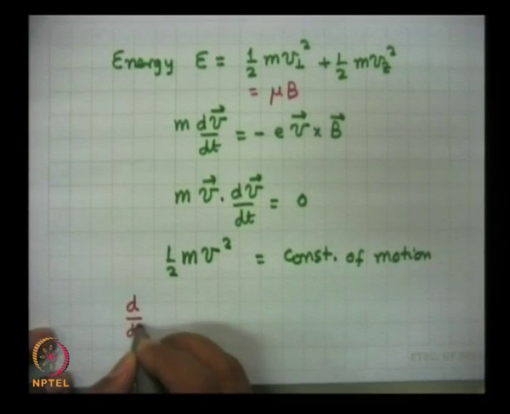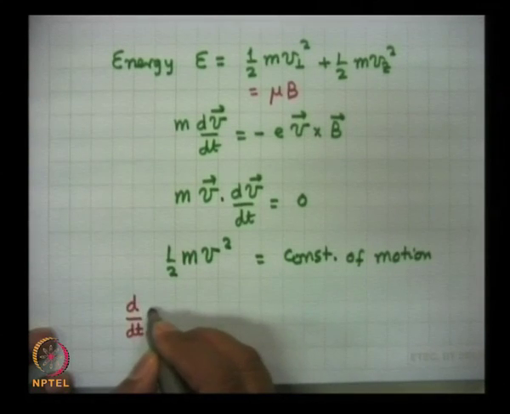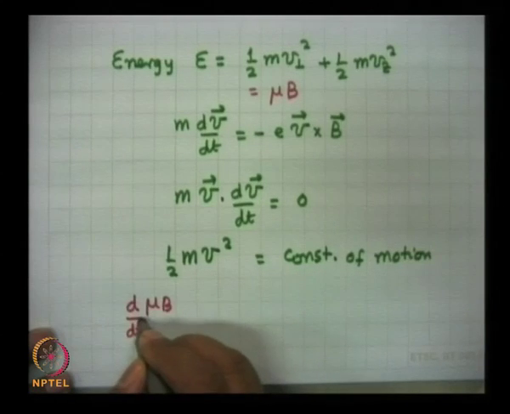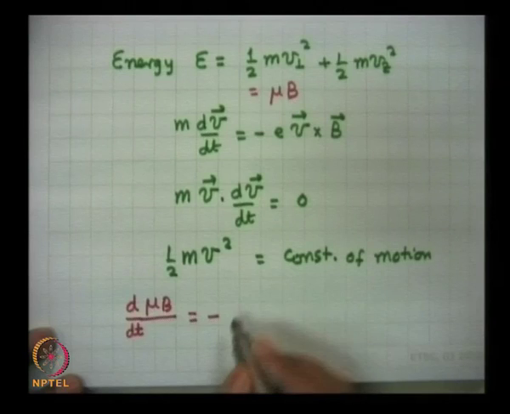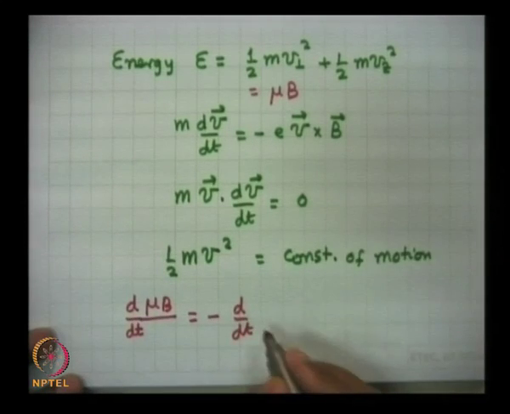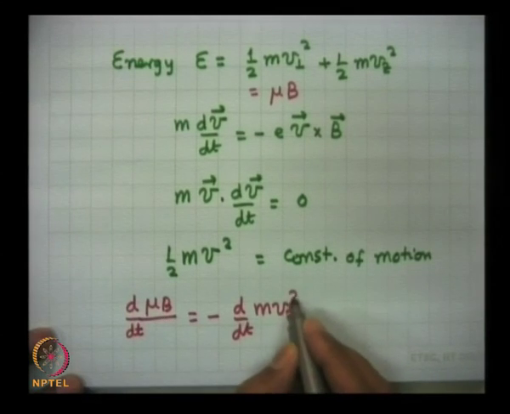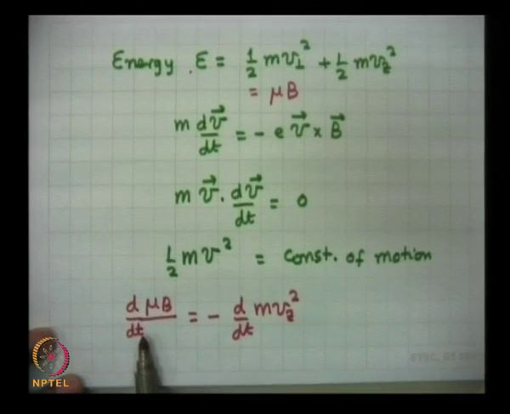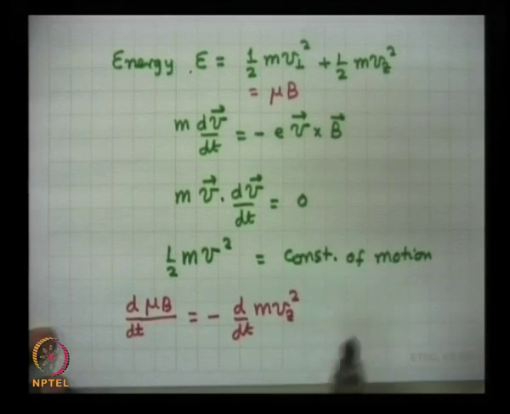d dt of mu B is equal to minus d dt of m v z square. Just put dE by dt equal to 0, which means that d dt of this should be minus of the derivative of this quantity, into half.